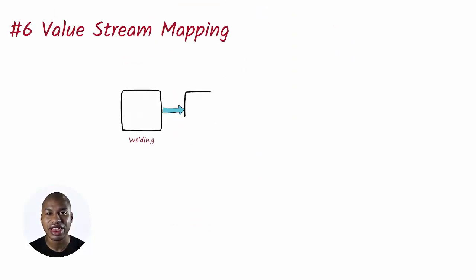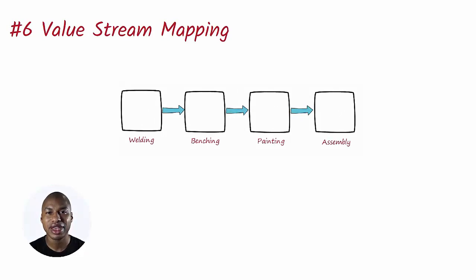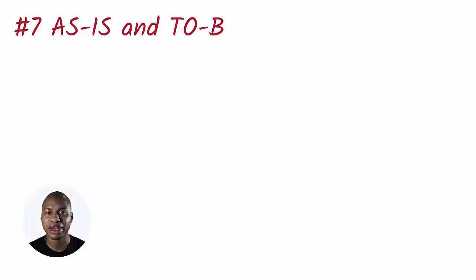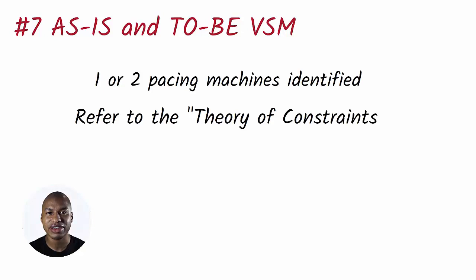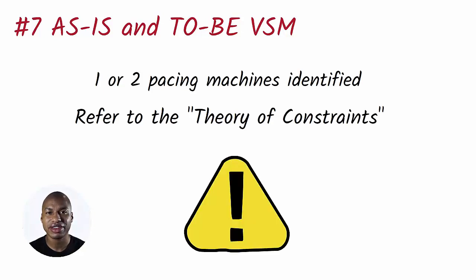6. The value stream map of the product family is created with the improvement team and the coaches. It takes about 2 weeks. 7. The as-is condition and the to-be condition of the value stream map are realized, and 1 or 2 machines are hypothesized that limit the output of the product family. For this point, it is necessary to refer to the theory of constraints.